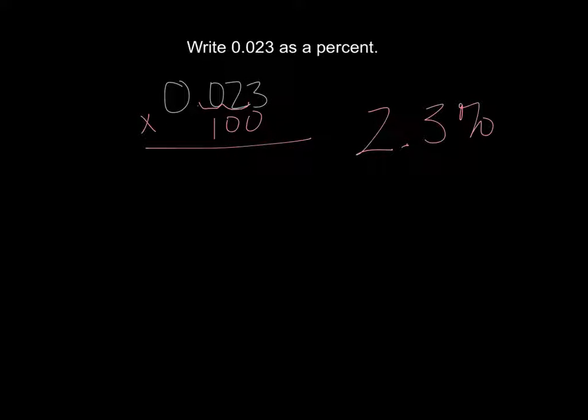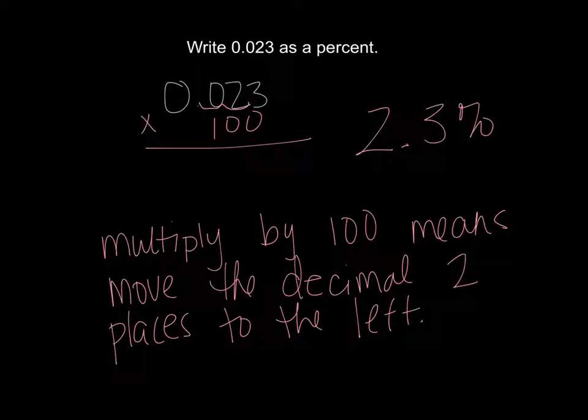That's it. So we just have to remember, multiply by 100 means move the decimal 2 places to the left. Even write that down. Multiply by 100 means move the decimal 2 places to the left. And that will be a good reminder to yourself when you take the test that that's what you need to do. Anyways, let's try another problem.